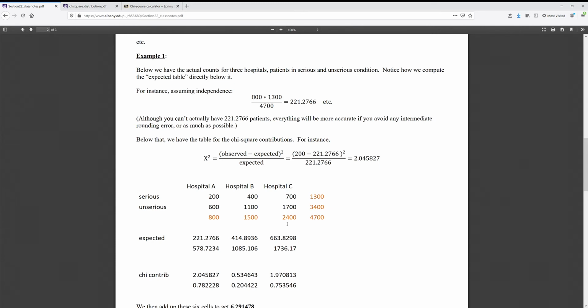Hospital B unserious, what would we expect if they had nothing to do with one another, given the red totals? 1,500 times 3,400 divided by 4,700, which is 1085.106-ish. And finally, Hospital C, 2,400 times 3,400 divided by 4,700, that gives us the 1736. So there is our point of comparison. Here are the actual counts, the black numbers, that we get when we look at this number of patients. And here is what we would expect to find in each cell if the two concepts were unrelated. Again, ideally, like 3.5 out of 7 heads.